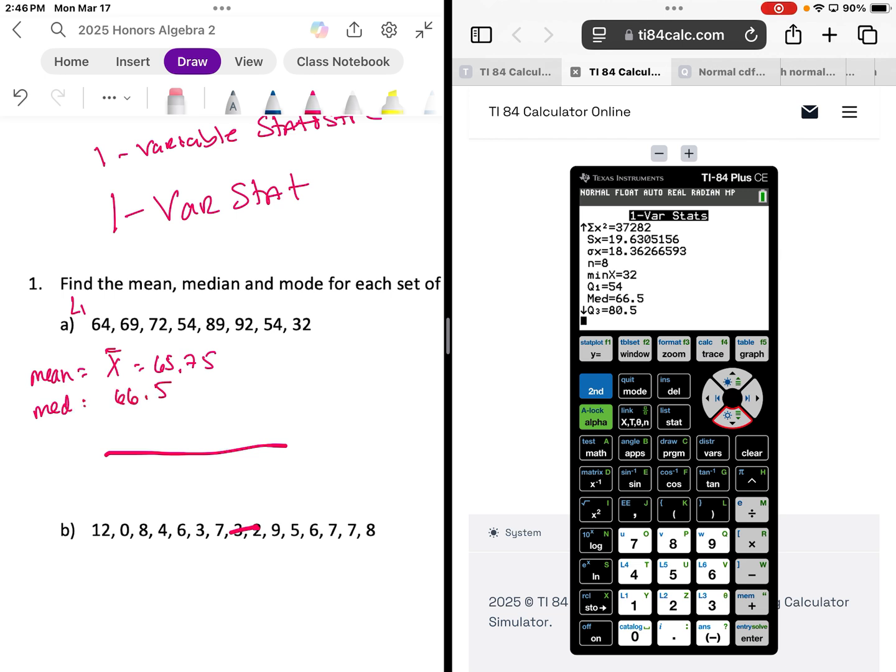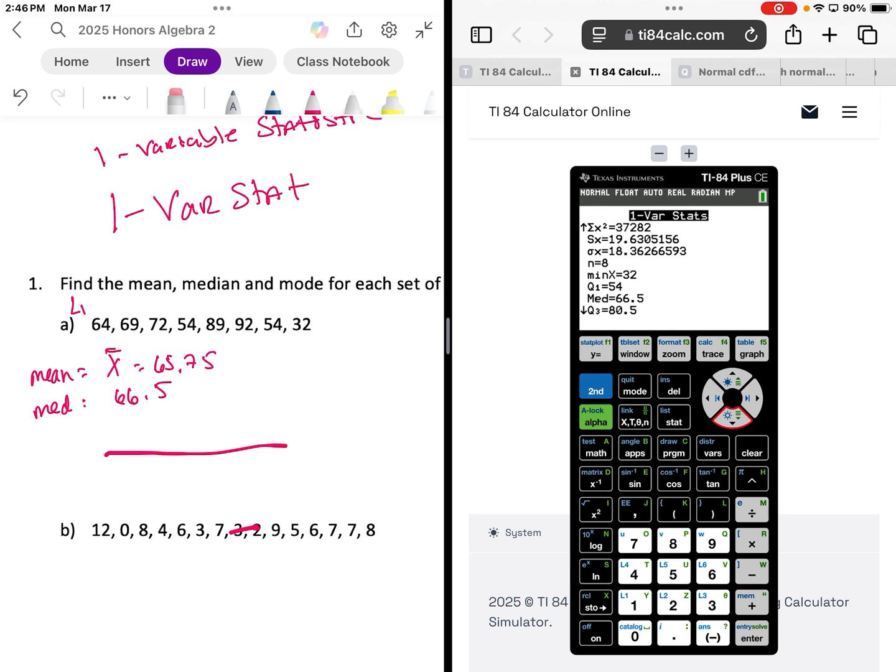Now, using the calculator, it does everything for me. But when we learned when we were younger how to find the median, what did we have to do? Put it in order, like how? Least to greatest, and then we found the one in the middle. If there was a tie, what did we have to do? There you go, add and divide by 2.